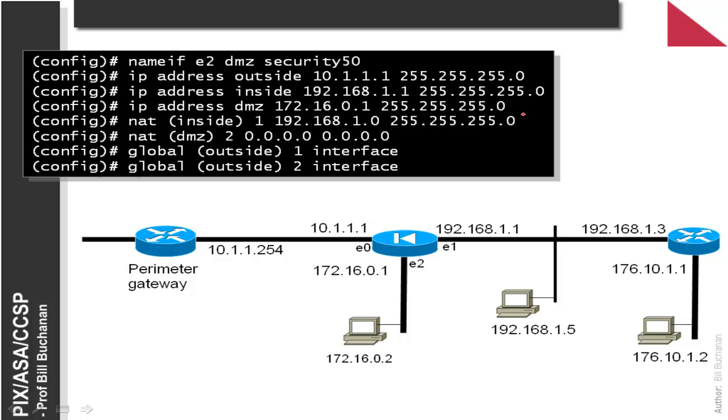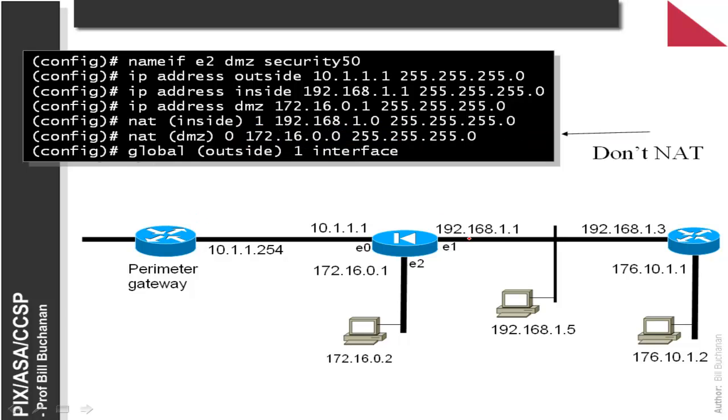And here's another example. On the DMZ we allocate a local pool. If we don't want these addresses to be NATed, we have a 0 in the DMZ, which means there will be no network address translation.